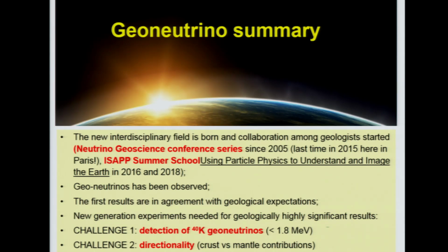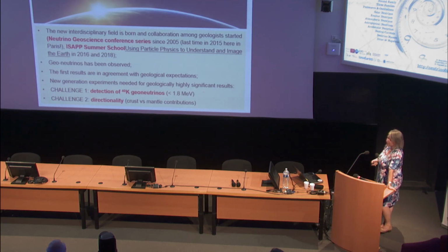The new interdisciplinary field of neutrino geoscience has been established. The collaboration exists between the geologists and physicists. There is a conference series, Neutrino Geoscience, started in 2005, and it was exactly here in Paris in 2015 where there was the last edition, and it should be time to organize a new one. Since 2016, there have already been 2 dedicated ISAPP summer schools about using particle physics to understand and image the Earth. Geoneutrinos have been observed, and the main results are in agreement with the average of the expectations, but we need the next generation of experiments to really have geologically significant results.